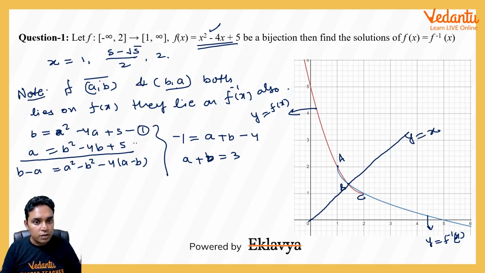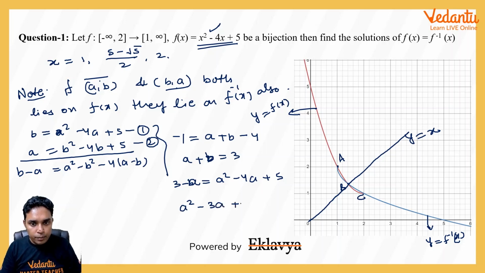Now if I use this equation 1 or 2 to get a or b, I think we will be able to get the values. b equal to 3 minus a. I can put this in equation number 1, 3 minus a, and this will be a square minus 4a plus 5. So you get a quadratic which is a square minus 3a plus 2 equal to 0, which gives us two values of a, that is 1 and 2. So I think this way also it can be identified whether such a point will be there or not.